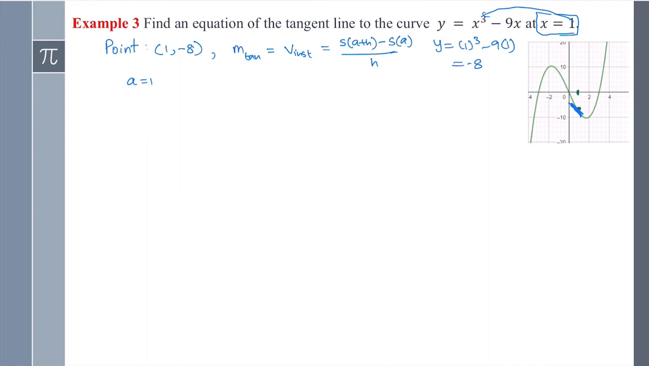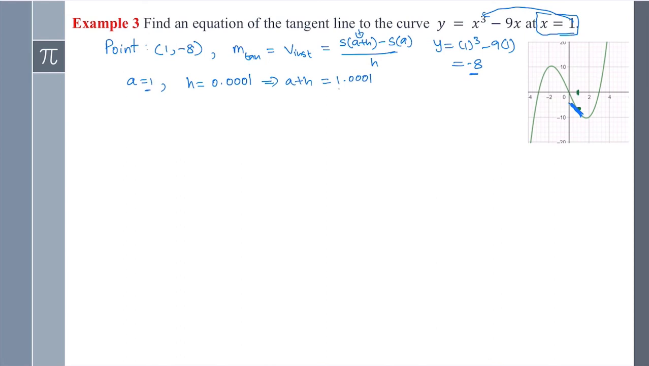You are not going to take h equals 1 or 2 or 3. That's not going to give you anything close to what you are trying to find. You have to make that h value as small as possible. The smaller you make it, the better result you'll get. So I'm going to take h equals 0.0001, really small. Then a plus h, or the b value, is 1.0001. We already have the value of the function at a, which is negative 8.